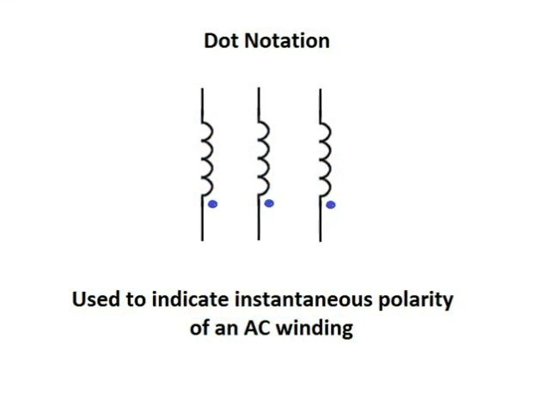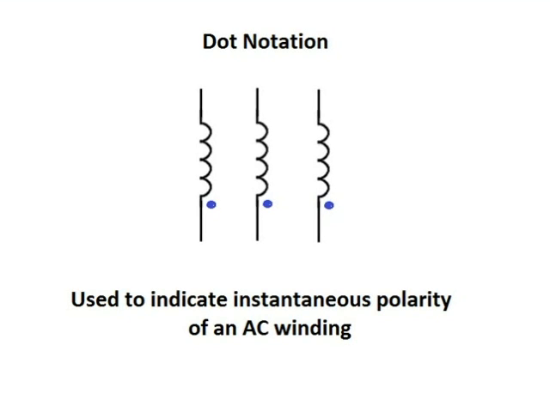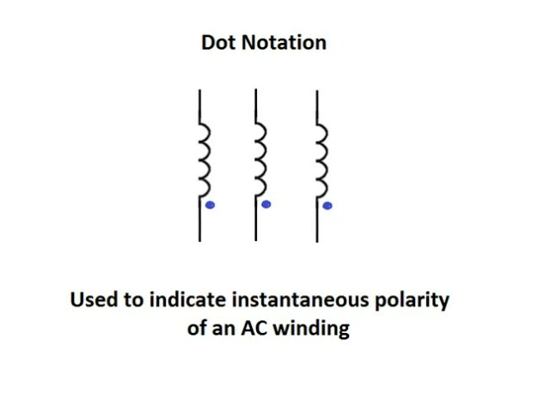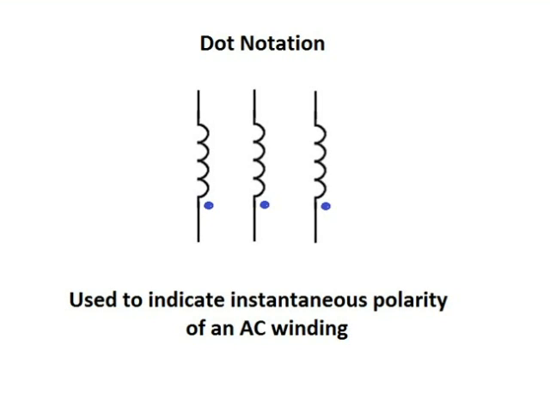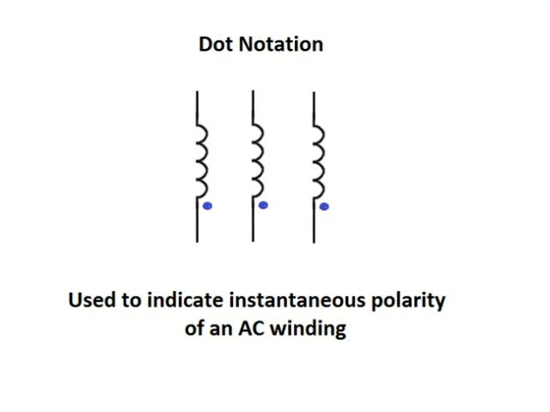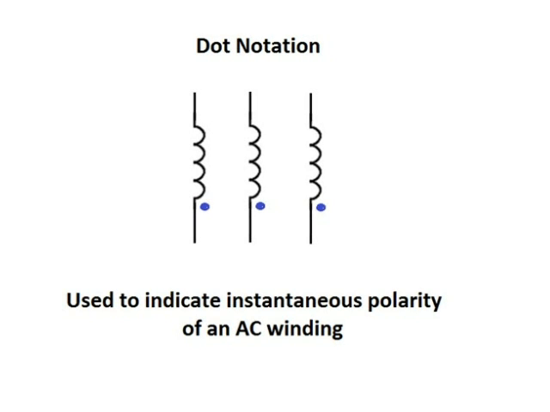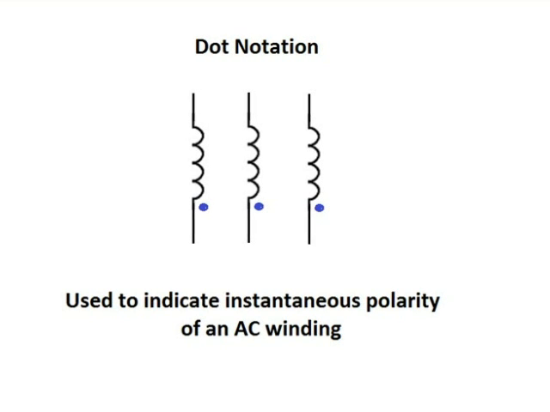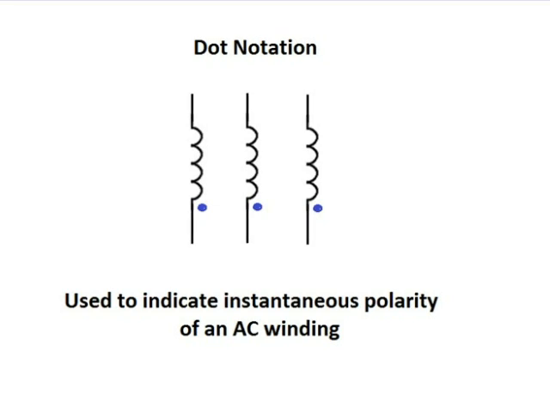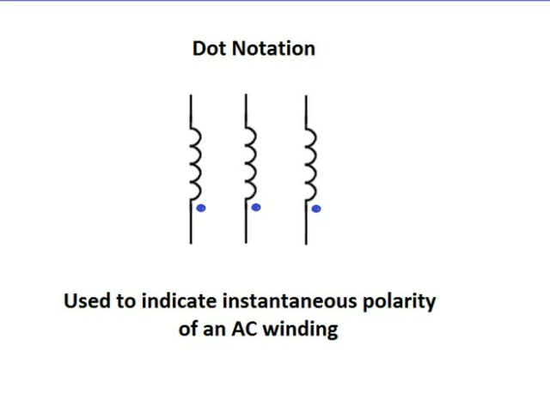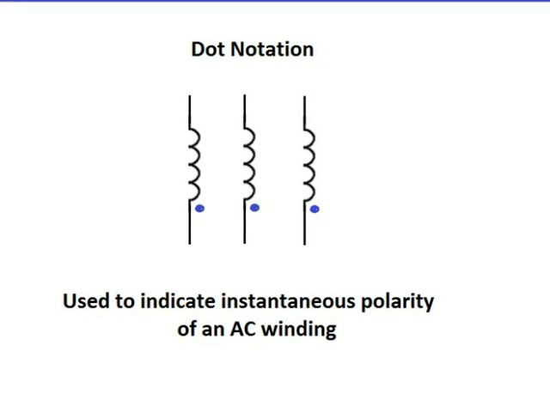With the dot notation shown here, we use the dot notation to indicate instantaneous polarity of an AC winding, because AC, of course, is changing polarity. A 50 Hz supply changes every 10 milliseconds. We use the dot notation to indicate instantaneous polarity in relation to each other.